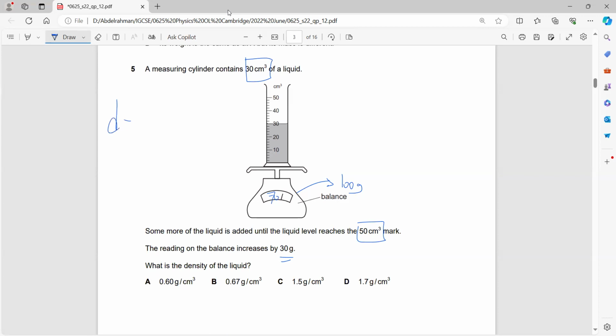What's the density? Density equals mass over volume. So we will find the difference in the mass, which was 30 grams, over the difference in the volume, which was 30 to 50, which is basically 20, because 50 minus 30. So density equals mass over volume. 30 divided by 20 is 1.5 grams per centimeter cubed. Okay, I guess this was quite easy.